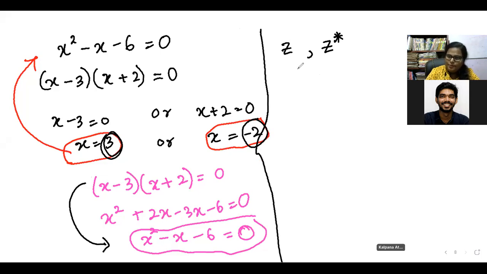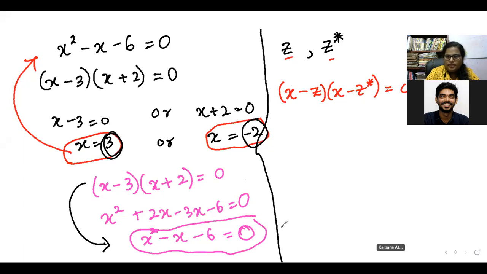Here we have complex roots, right? If you are required to develop the quadratic equation here, you have to set up the same method. Since z and z star are roots of this quadratic equation, we can write it as x minus z times x minus z star equals 0. This is the quadratic equation we have. Then just put values for z and z star.